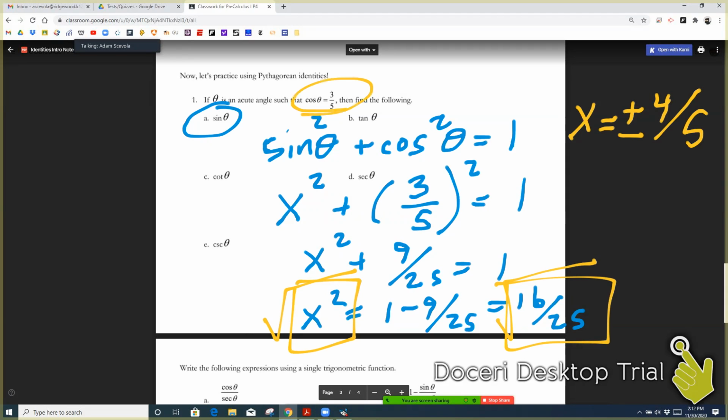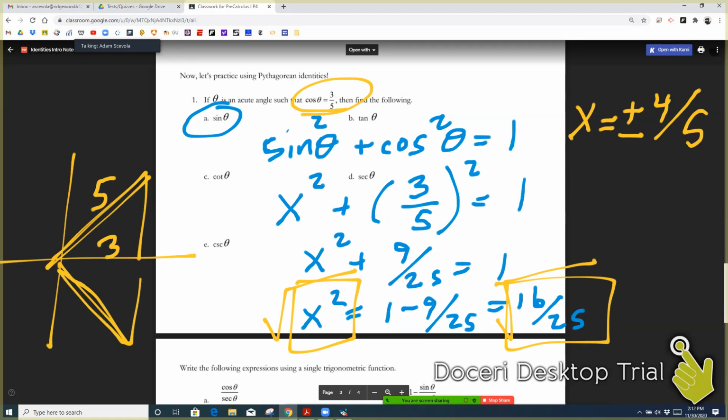Because it says the cosine of theta is 3/5, which means it could be in quadrant 1, which would give us positive 4/5 as an answer, or it could be in quadrant 4. So in quadrant 1, the sine of theta would be 4/5. In quadrant 4, the sine of theta would be negative 4/5. All right, so whenever you take the square root, you want to include that plus or minus.